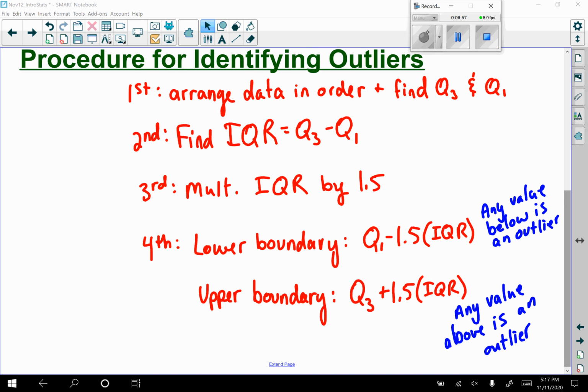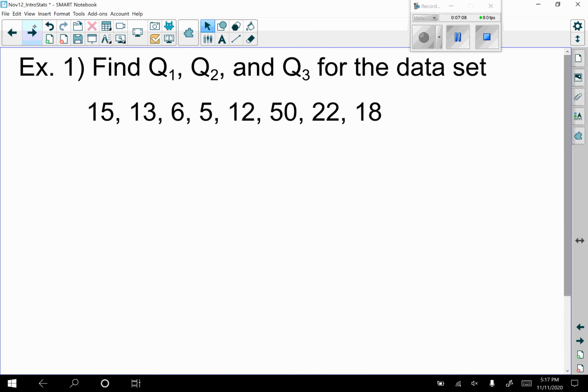All right, so we just have two examples to go through here to apply the quartiles and then check for outliers. So go ahead and copy these values down, but instead of copying down the way they are, we know we have to put them in order. So as you're writing them down, just go ahead and put them in order. We're going to find Q1, Q2, and Q3 for the data set. So you can pause the video as you do this.